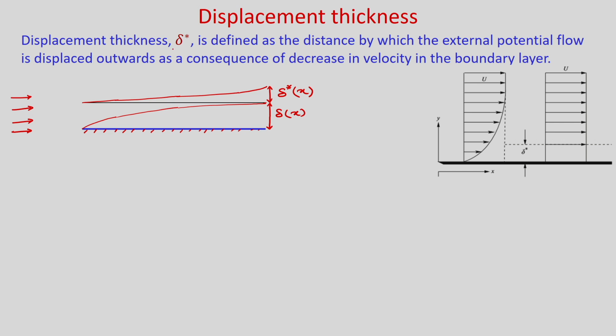So, you can see that displacement thickness delta star is defined as the distance by which the external potential flow is displaced outward as a consequence of decrease in velocity in the boundary layer. Okay.